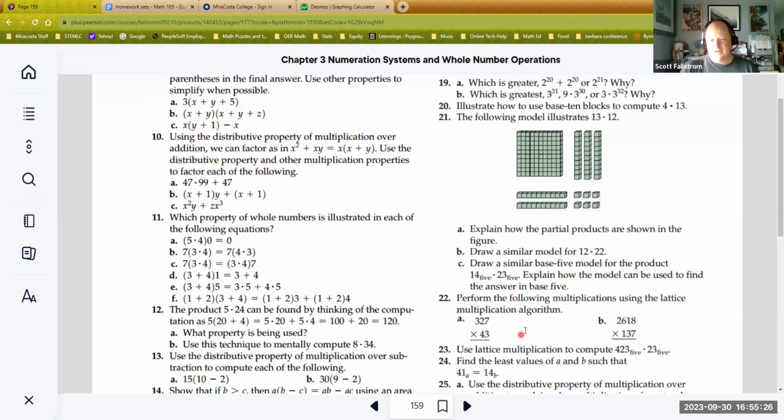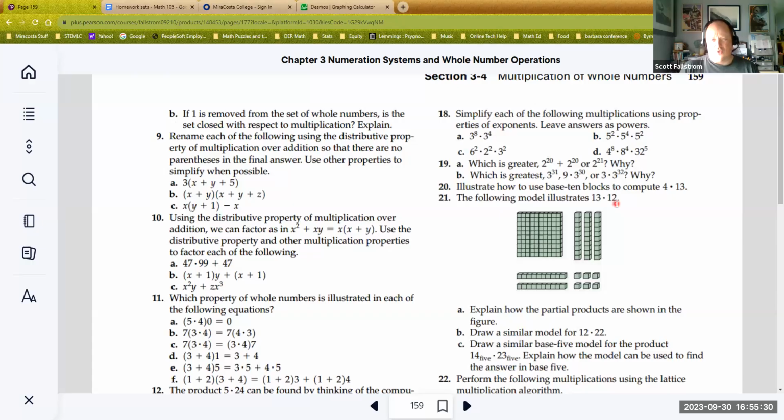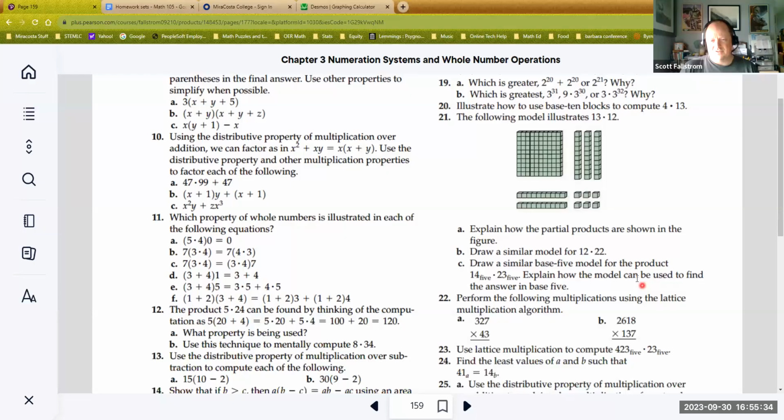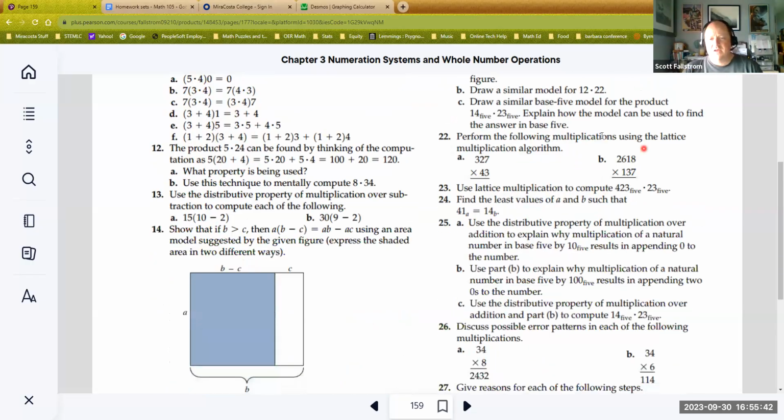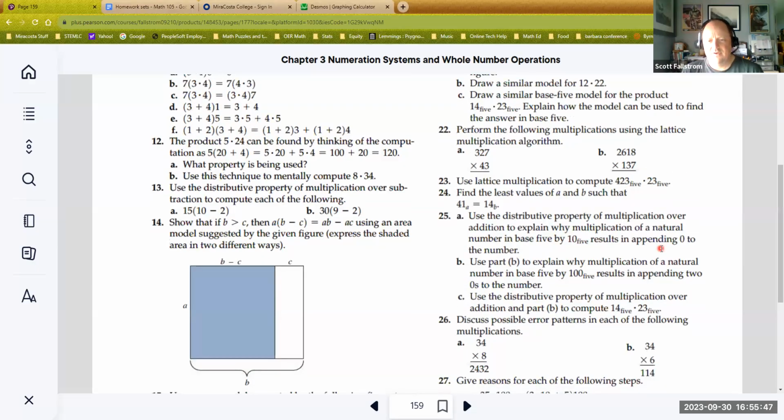Base blocks, I don't tend to do a ton of base blocks in drawing anyway, because I don't think that that's the most effective way to demonstrate things, is to draw base blocks out. If you have base blocks, physically use the base blocks. Otherwise, it's probably not the best way to do it. So we have lattices, we have different number bases. This one's in base 5.